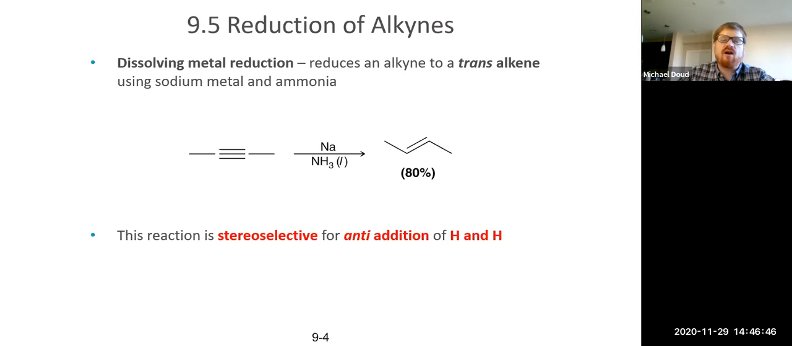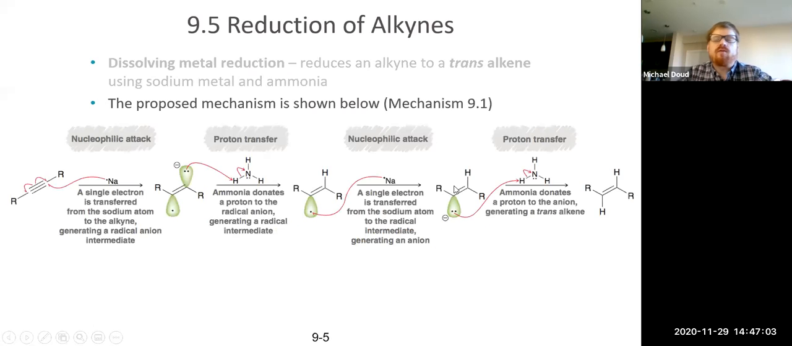And again, you take your alkyne, it produces the trans alkene. You would say that this is stereoselective for the anti-addition of H and H. So you basically put hydrogen on one carbon and hydrogen on the other. That gives you your trans alkene. So of course, why is this one trans and the other one is cis?